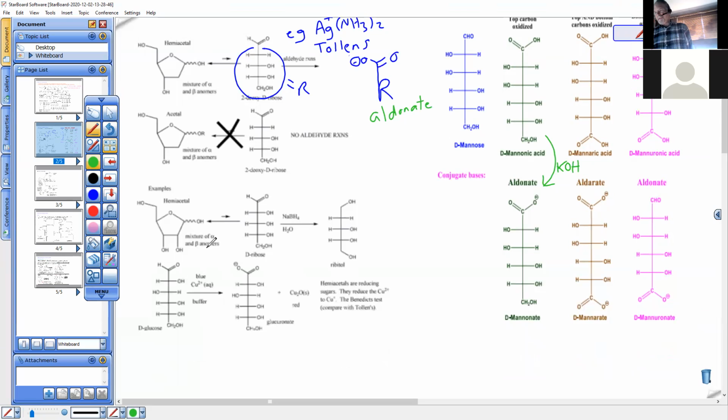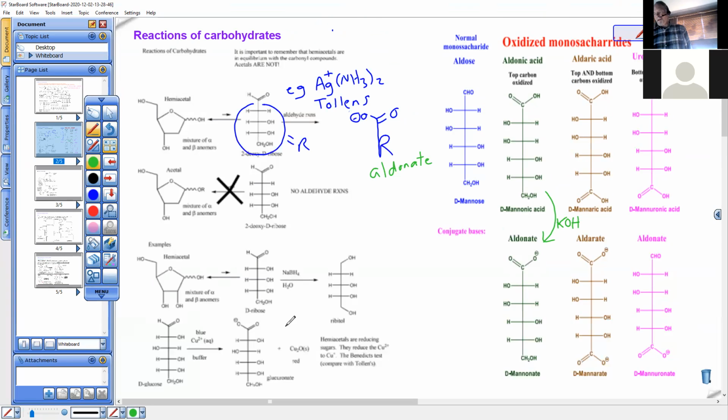Down here, we have another example where I reduced the aldehyde. And then I made the aldehyde into an etol.